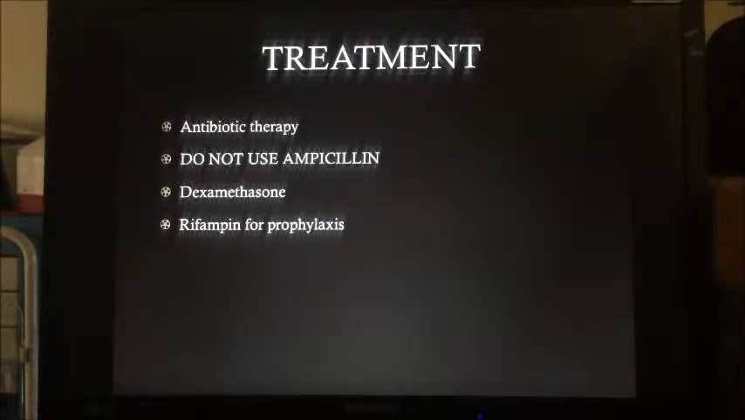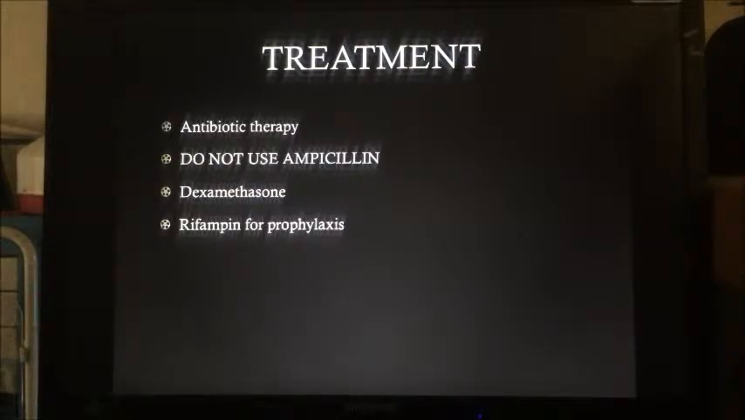So the disease is treated with antibiotics, and this usually lasts about 10 days. It often begins with an IV third-generation cephalosporin. With HIB meningitis, cefotaxime and ceftriaxone are the drugs most commonly started. Ampicillin shouldn't be used, and this is because at least half of the strains are resistant to ampicillin.